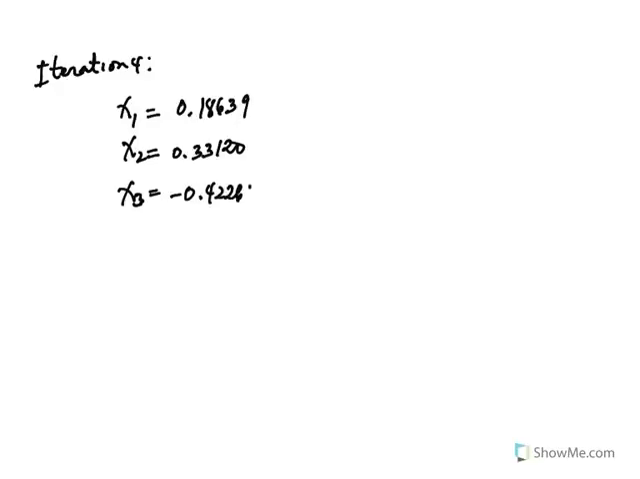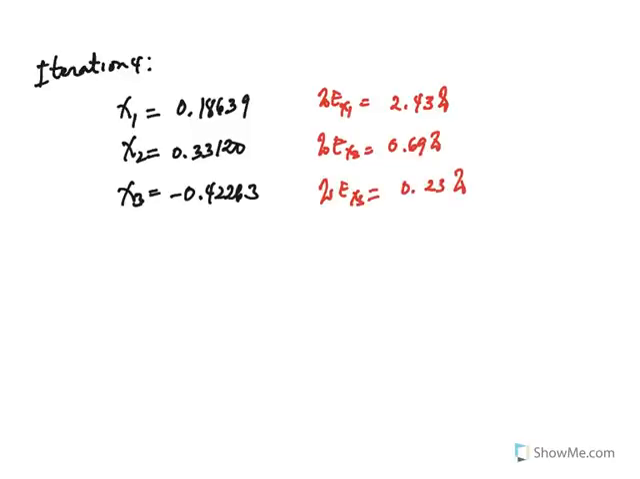Sa iteration 4, ang makukuha nating value, no, I'll leave this to you as an exercise na try nyo i-verify. 0.18639, x2 is 0.33120, and x3 is negative 0.42263. And when you solve now for the relative error for x1, that will be 2.43%. Relative error for x2, that will be 0.69%. And relative error for x3 will be 0.23%.